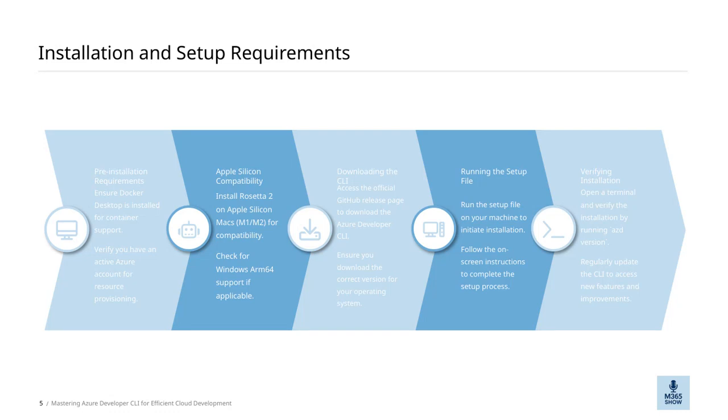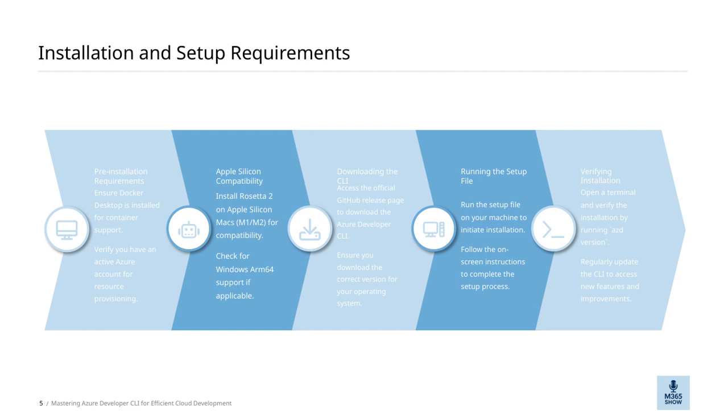Let's go over the installation and setup requirements for mastering the Azure Developer CLI. First, after you've installed the CLI, it's important to verify that everything is working correctly. You can do this simply by opening a terminal and running the command asd version. This will confirm that the installation was successful and show you the current version you're running. To ensure you're always taking advantage of the latest features and improvements, make it a habit to regularly update the CLI.